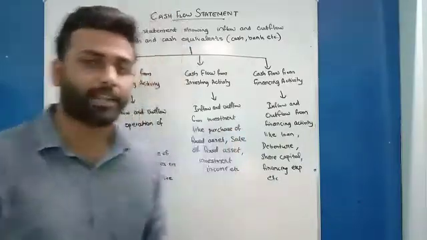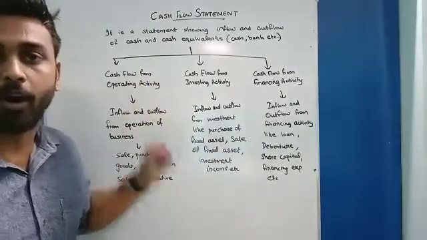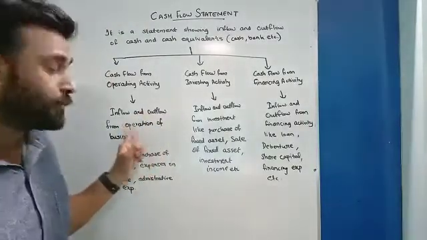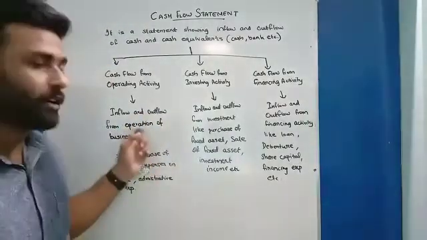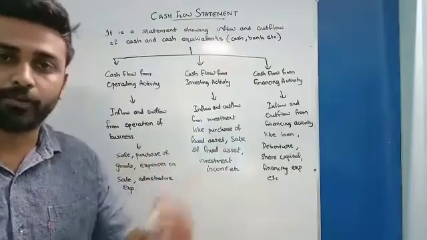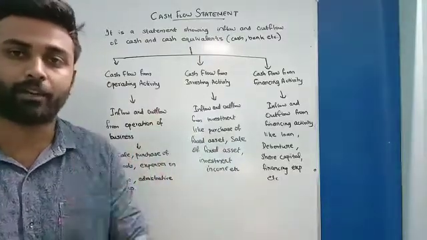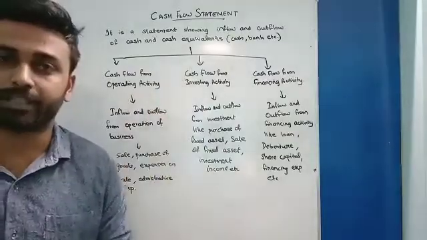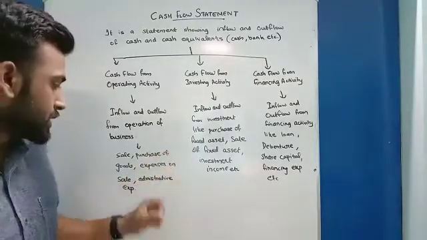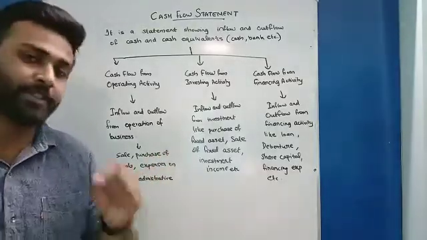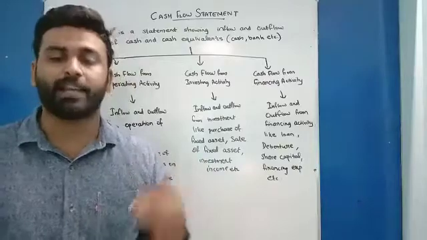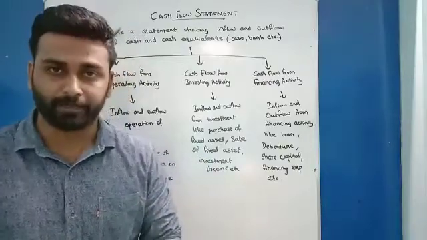Okay, so the first classification of the cash flow statement is cash flow from operating activity, and it includes the inflow and outflow from operation of the business. What is the main operation of the business? That revenue, that inflow as well as the outflow of cash from these activities will be recorded under cash flow from operating activity. Some of the examples are sale of goods, purchase of goods, expenses on sale, expenses on purchases, then administrative expenses. All such inflow and outflow are recorded under operating activity.